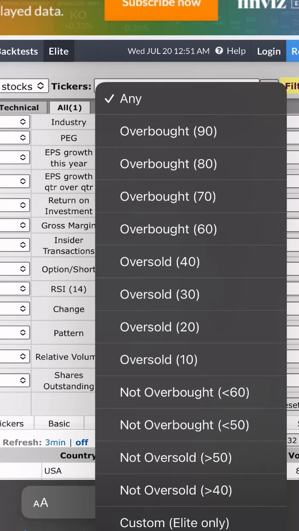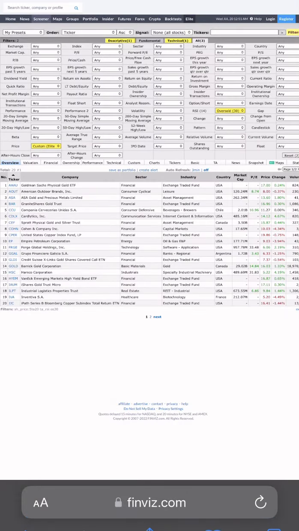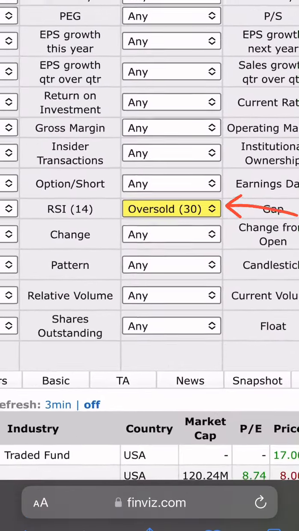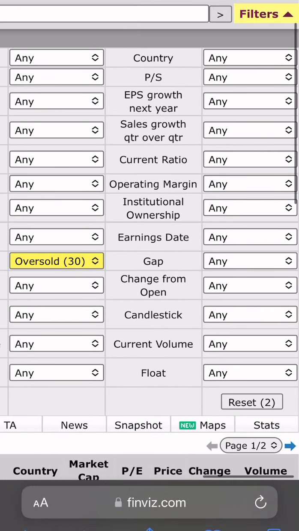But right here is probably one of my most important steps. This is for the RSI indicator, and what I'm going to click on is oversold 30. Now, oversold 30, as you can see right there, means that it's going to show me stocks that are showing oversold below 30 on the RSI indicator. That shows 30% of what it usually goes for in that time period that you're looking at.